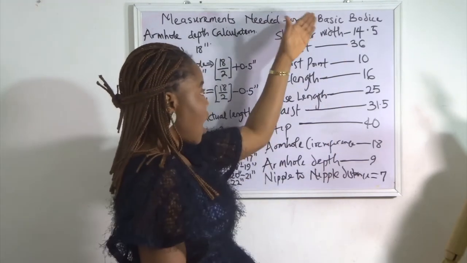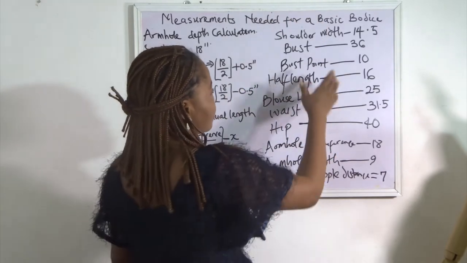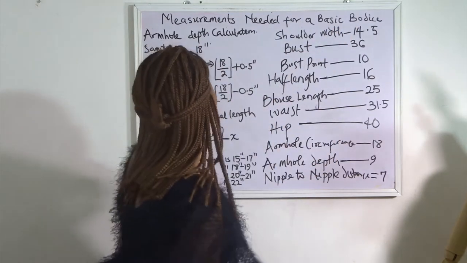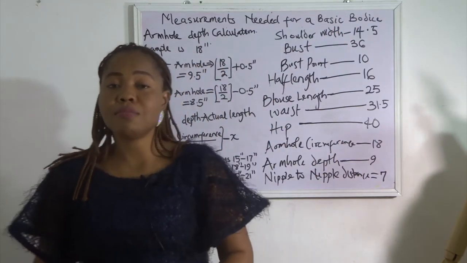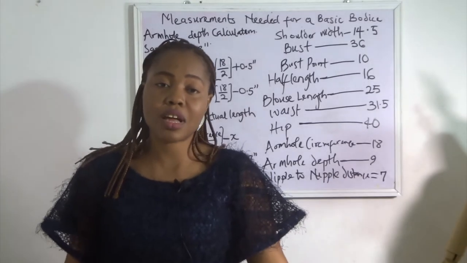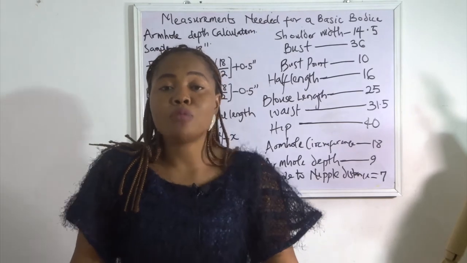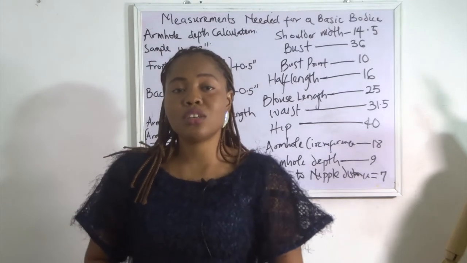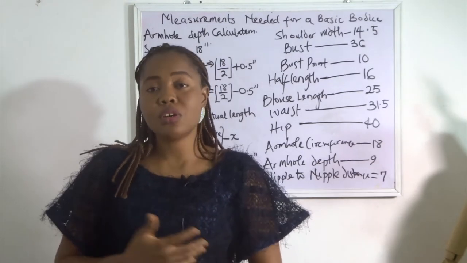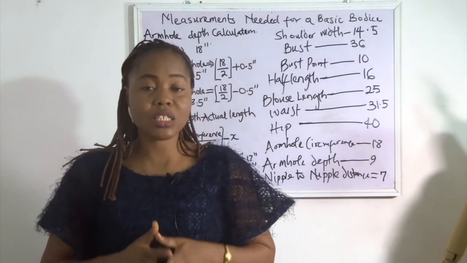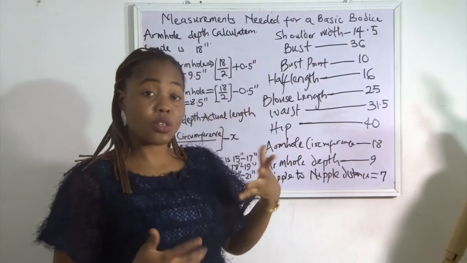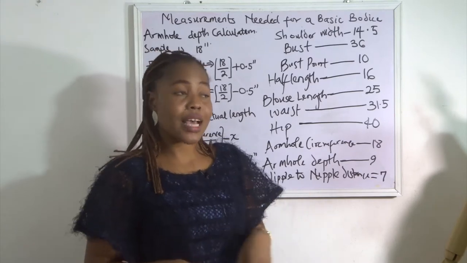These are the things I will be needing. My shoulder width is 14.5, bust is 36, and the legs. Now, I've observed that in pattern drafting, one thing that gave me a difficult time was calculating the armhole circumference or its depth, or knowing what the armhole circumference of the front or the back would eventually be. So I'm going to make it simple for you with this formula, which I usually use, and it has always been true for all sizes.